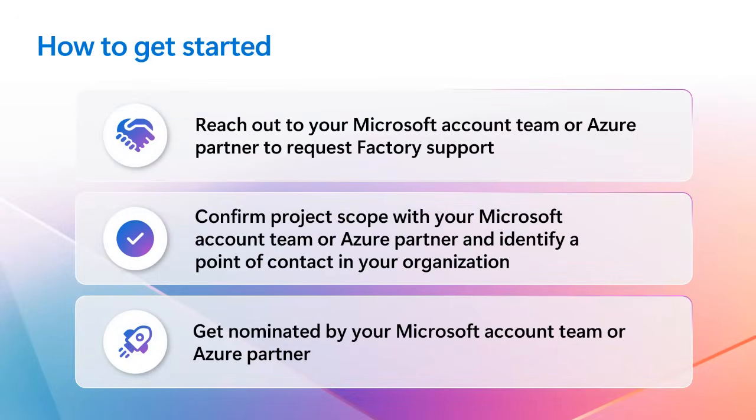So if you want to be participating in the program, simply reach out to your Microsoft account team or your Azure partner to request factory support. Either your Microsoft account team or your partner can request to get you into the program. Then you will confirm the project scope with your Microsoft account team or your Azure partner. Of course, make sure that you have a point of contact within your organization that will partner with the factory and then get nominated by them.